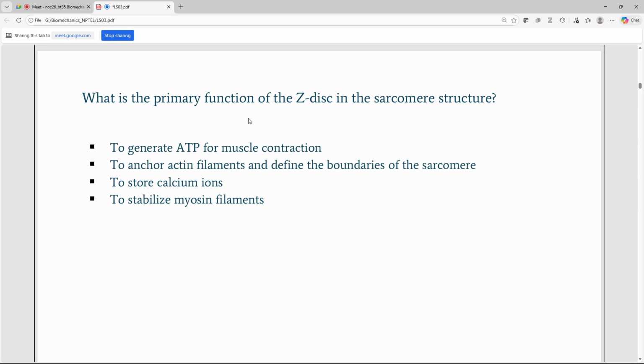So, what is the primary function of the Z disc in the sarcomere structure? Actually, the interconnection of actin filaments creates the structure of the Z disc. Options are: to generate ATP for muscle contraction, to anchor actin filaments and define the boundaries of the sarcomere, to store calcium ions, or to stabilize myosin filaments.